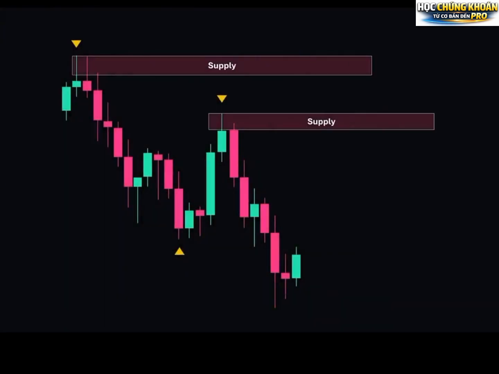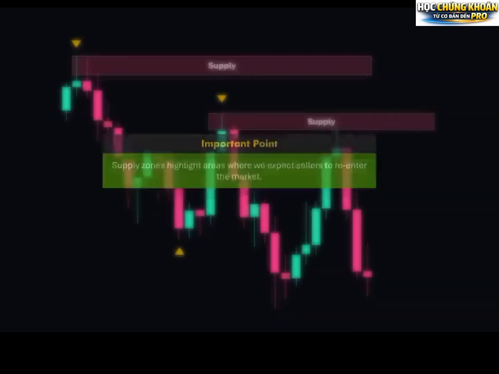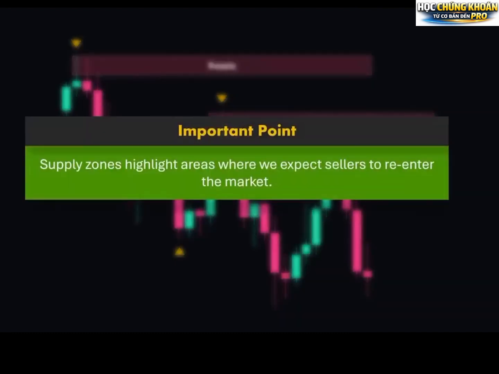Similarly, the start of a downward move is marked as a supply zone, where traders have previously taken short positions. When price revisits this zone, it's more likely that selling will occur again. In other words, supply zones highlight areas where we expect sellers to re-enter the market.